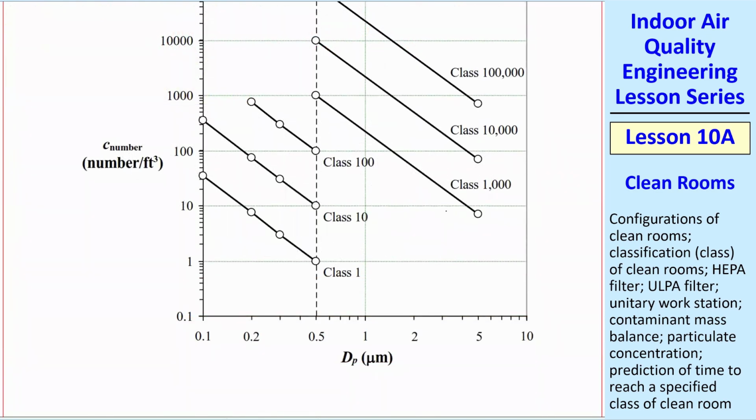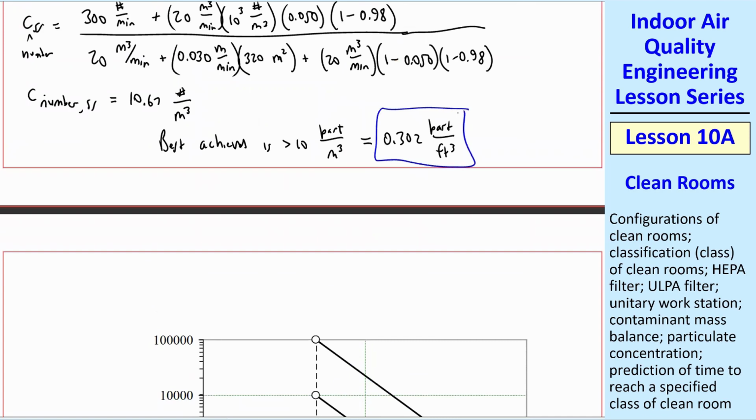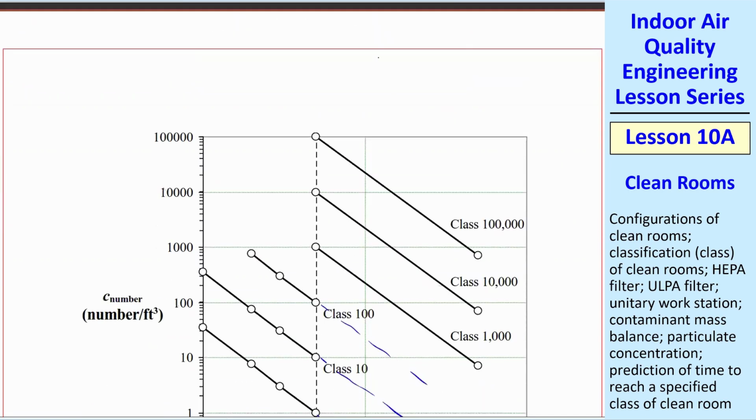Looking at our plot, 1 micron here is our particles of interest. We can extrapolate these as needed, as I've said. So now, where are we on this? We are at 0.302 particles per cubic foot. That's the best we can do with this ventilation system with all of these parameters that I have.